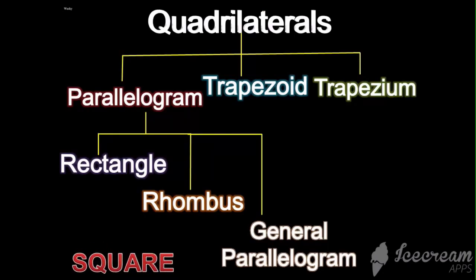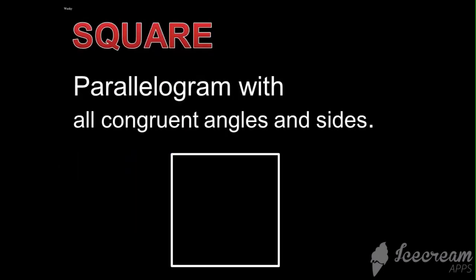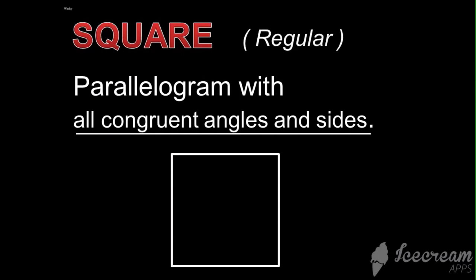Next is we have the square. We can see that the square is under a rectangle and under a rhombus. So therefore, a square is a type of rectangle, and a square is also a type of rhombus. Let us describe a square now. A square is a parallelogram with all congruent angles and all congruent sides. So therefore, this one is a regular parallelogram. The measure of each angle is also 90 degrees, and all sides are congruent or equal in length.